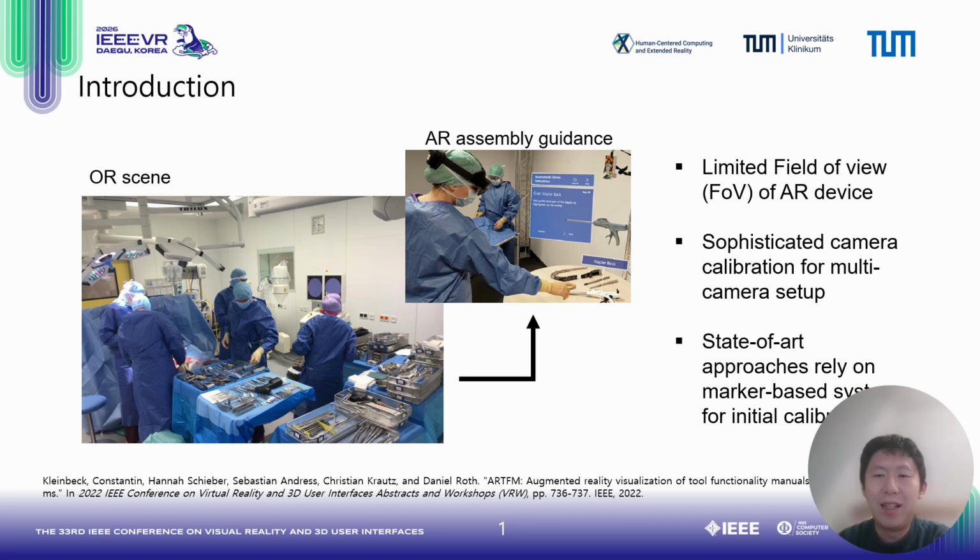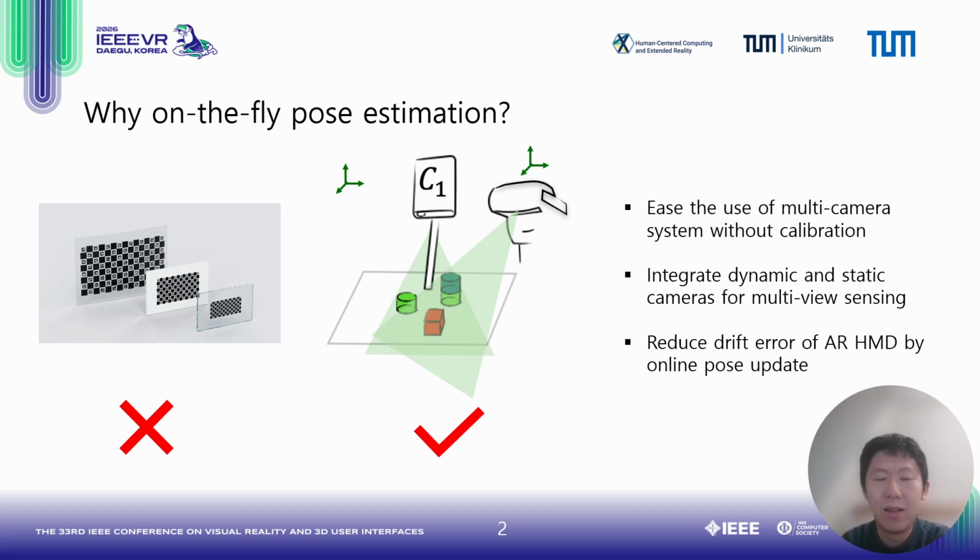For multiple camera setup, usually a sophisticated camera calibration procedure is needed. This relies on marker-based systems, which makes the application difficult. With on-the-fly pose estimation, we want to get rid of the calibration patterns to ease the use of multiple camera systems. We also want to integrate dynamic and static cameras for multiple view sensing. This can reduce drift error of the AR head-mounted display by online camera pose update.